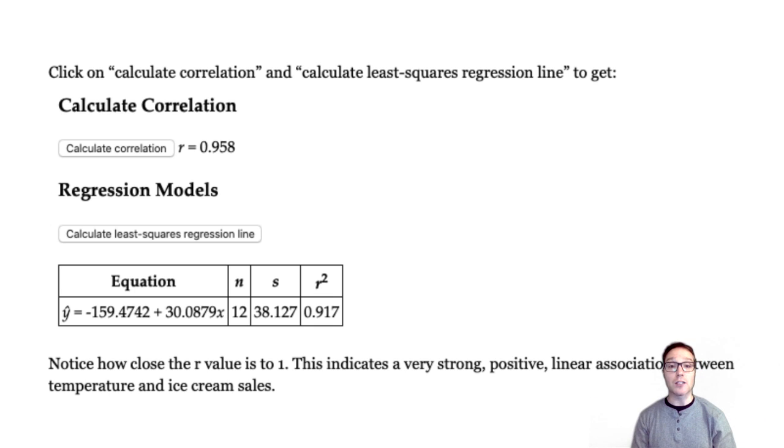Maybe that is practical. The slope is a little more telling. It tells us the change in y over the change in x. So for every 1 degree rise in temperature, we predict an increase of about $30 in ice cream sales. And that's a meaningful thing to know.